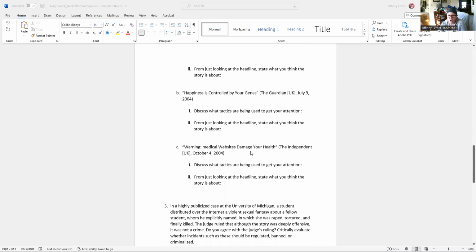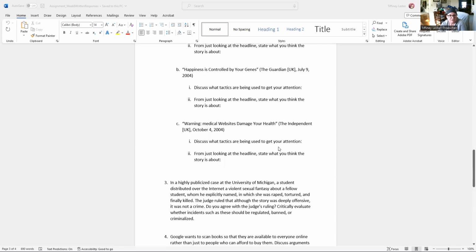And then our third one, warning, medical websites damage your health, like WebMD, medical website. Discuss what tactics are being used to get your attention, and from just looking at the headline, state what you think the story is about.